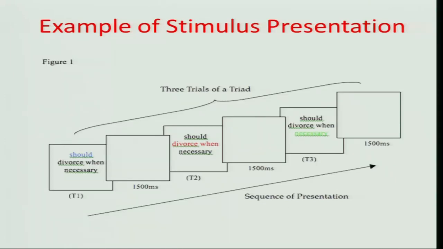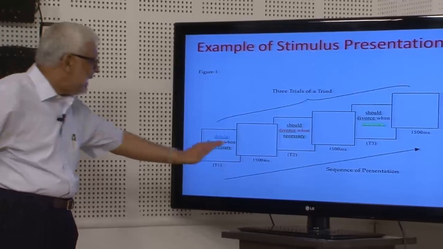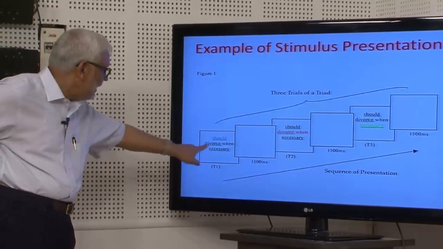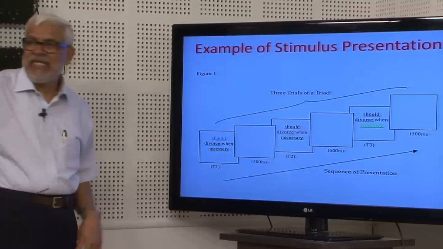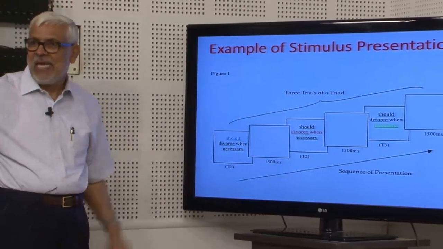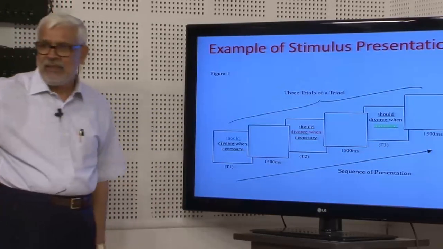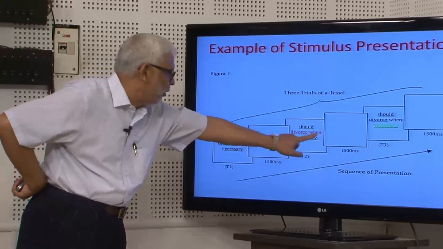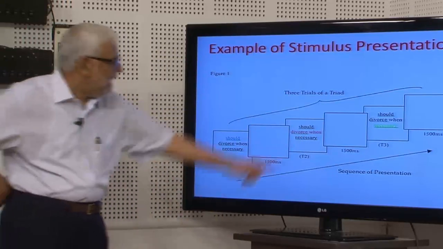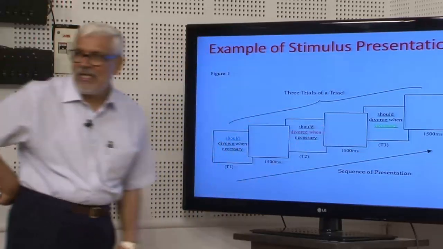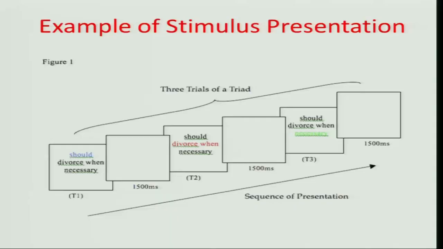For a particular participant, we created three trials. On trial 1, he reads "should divorce when necessary," where "should" is colored, the rest is black. Then we have a black screen. Then the same sentence, now "divorce" is colored. Here, "should divorce when necessary," this one is colored. So the task is to name the color and press the key.